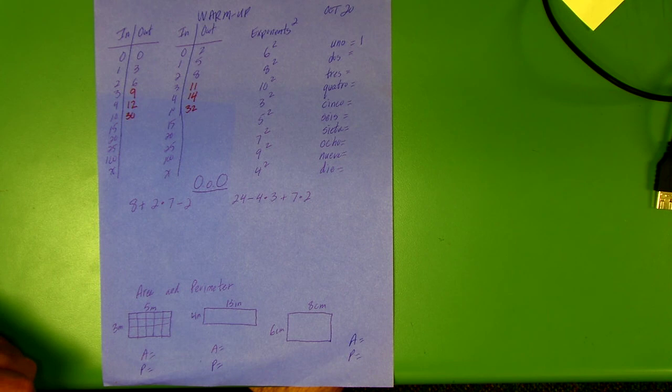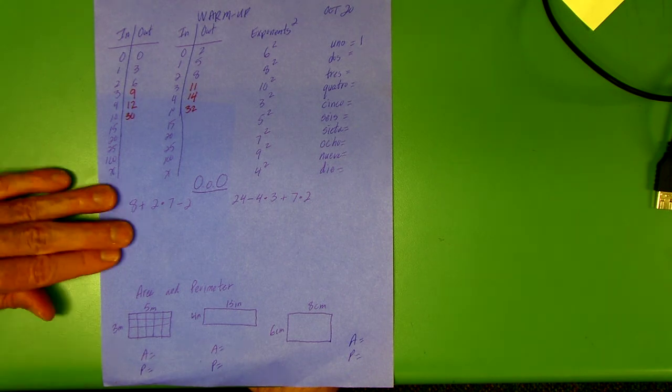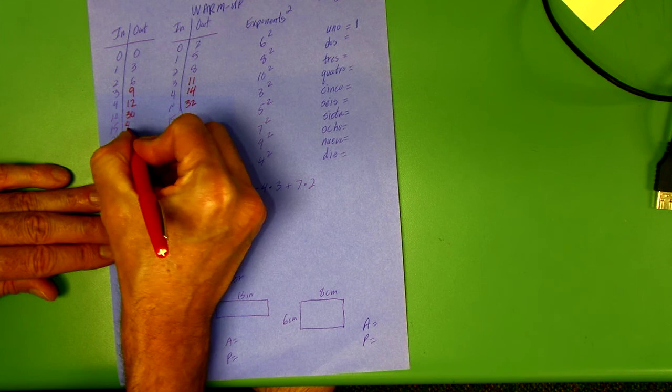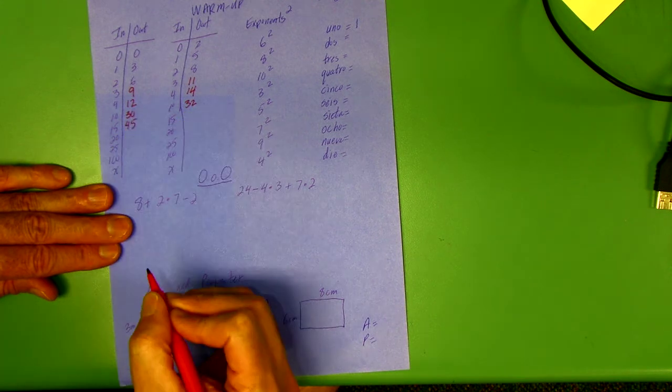Okay, welcome back. Let's get the rest of the answers here. What's coming out when 15 goes in? That's going to be 45. How about when 20 goes in?